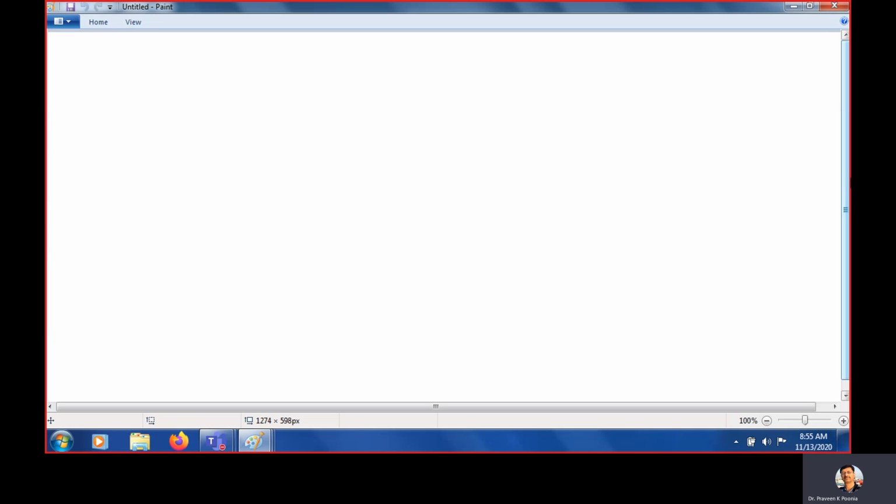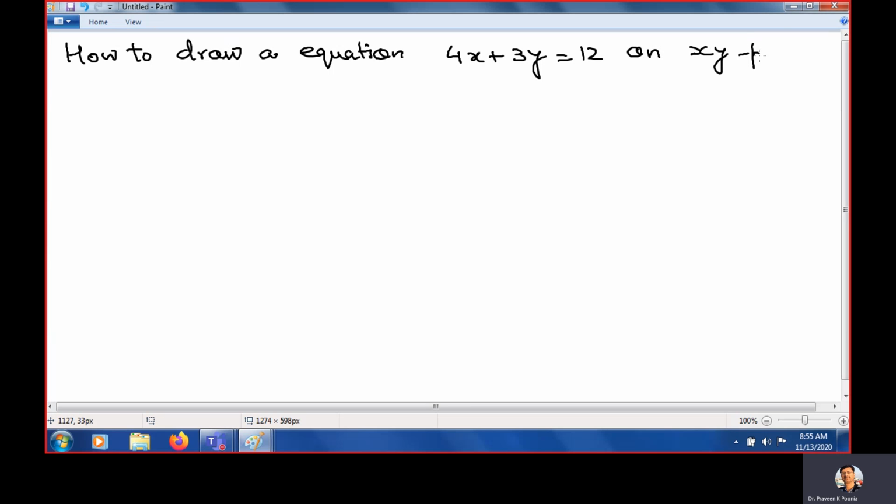But before we study this methodology, we need to understand how to draw an equation like 4x plus 3y equals 12 on the xy plane. This is the foremost, the most important thing that you need to learn.